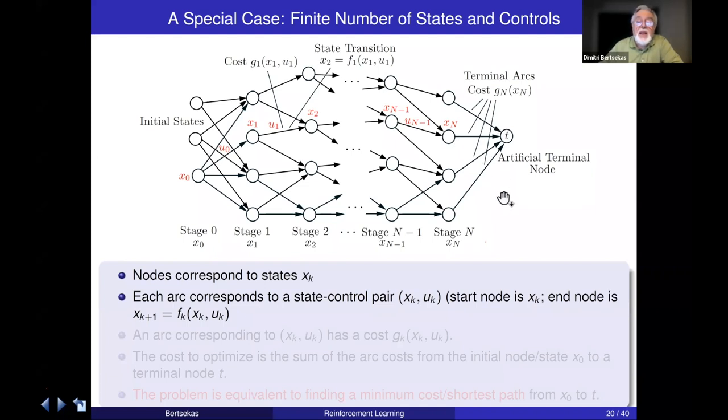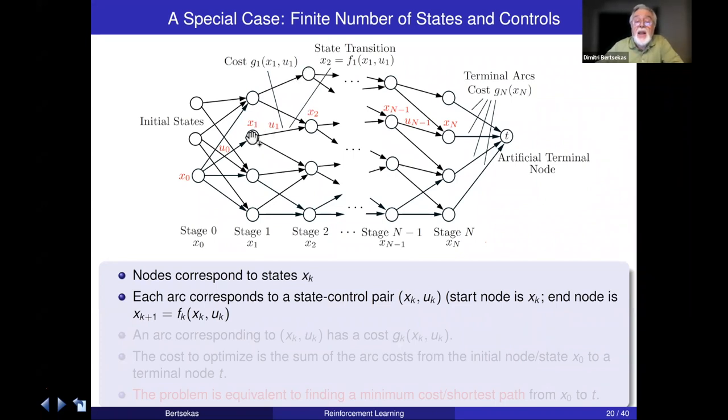Now, you can equally well represent the problem in terms of a system equation or with an acyclic graph like this for the case of a finite number of states and controls. On this graph, you can put all the information that is given. The nodes correspond to the states, a layer of states for every stage, and the arcs here correspond to controls. Every arc corresponds to a state-control pair, xk, uk, where the start node is xk and the end node is where you end up after you apply uk.